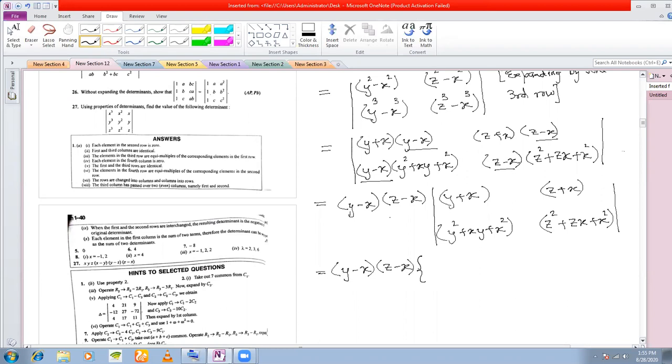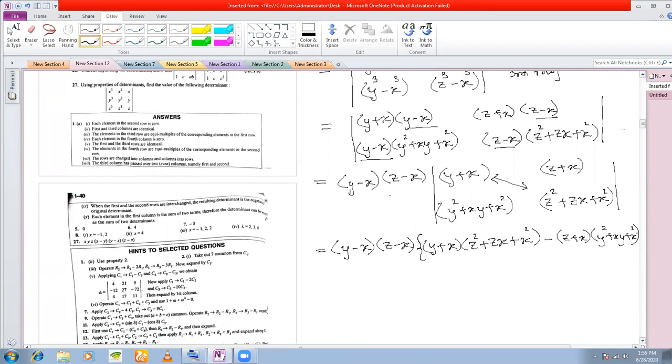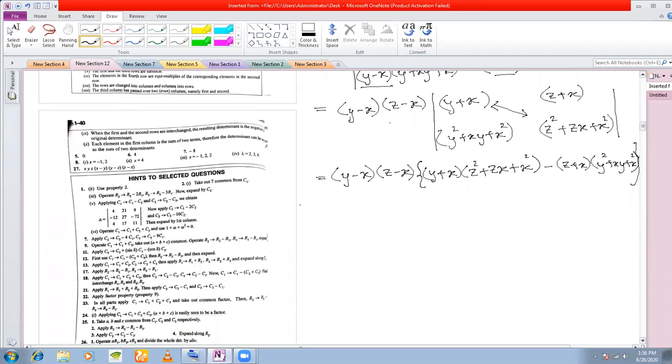Now you can multiply this into this, y plus x into z square plus zx plus x square minus z plus x into y square plus xy plus x square. Okay. And you close the curly brackets also. So what are you left with? Y minus x. Simplify this expression.